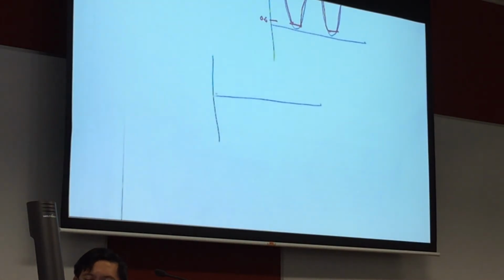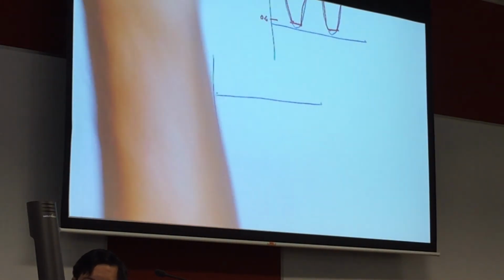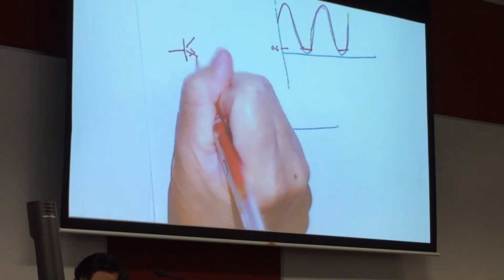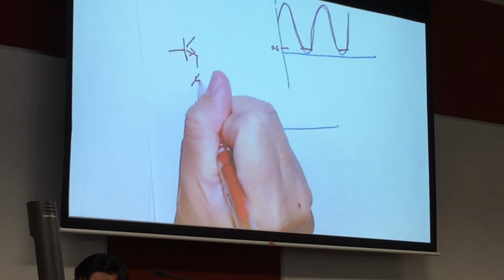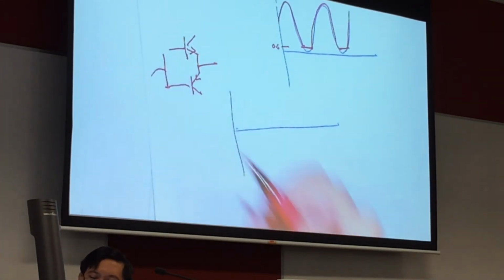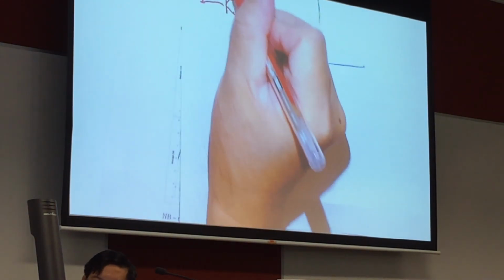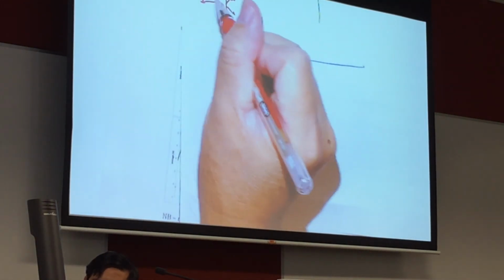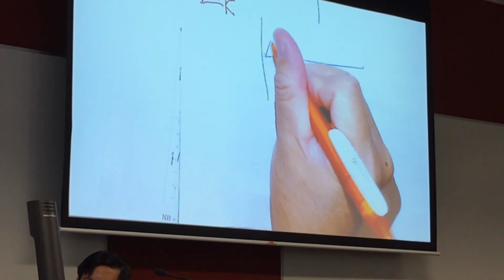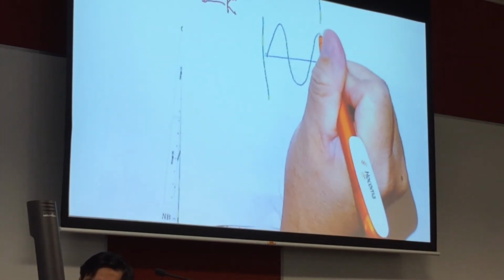Now, let's look at what happens if I have a class AB. Class AB is something like this. You have this one here, you also have another one. This is your output, this is your input. Now, this one needs 0.6 volt, this one needs minus 0.6 volt for the signal to go through. Is that clear? So supposing I have something like that.